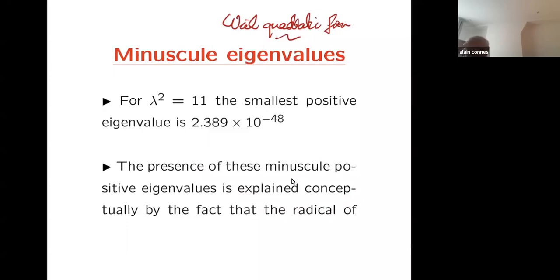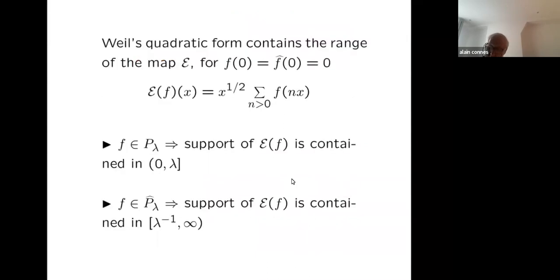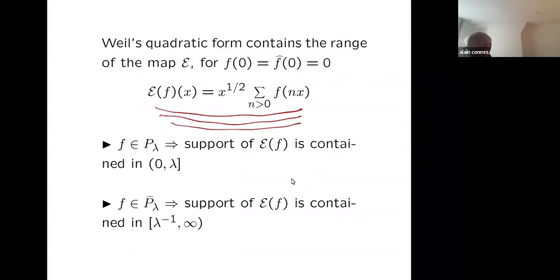But then we understood with Katia that the presence of these minuscule positive eigenvalues had a conceptual explanation. It was explained by the original construction of the absorption spectrum, because we knew from the absorption spectrum that the Weil quadratic form has a radical. When you consider the Weil quadratic form on the full functions, it has a radical. Why? Because you realize the spectrum as the quotient by this radical, and this radical is obtained by the range of the map E. Now, the map E appears at first to be very, very mysterious.